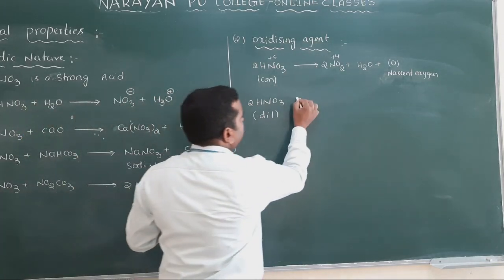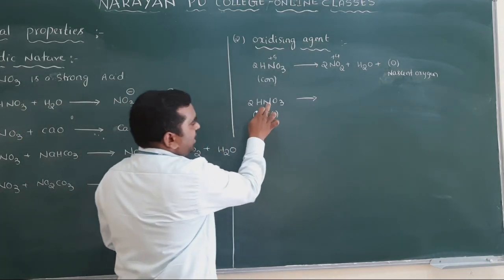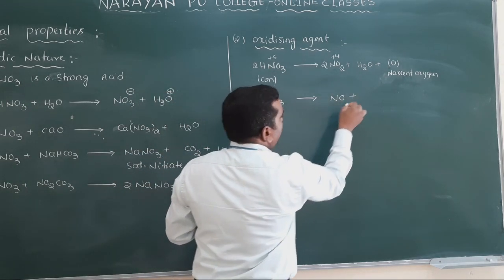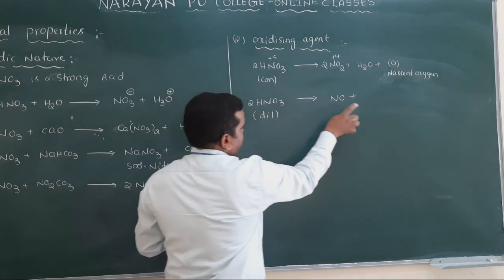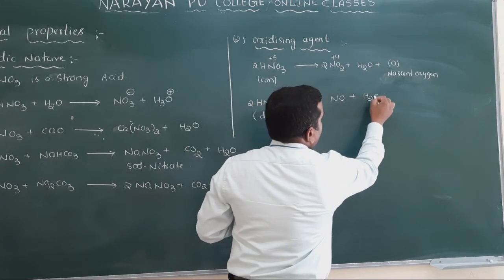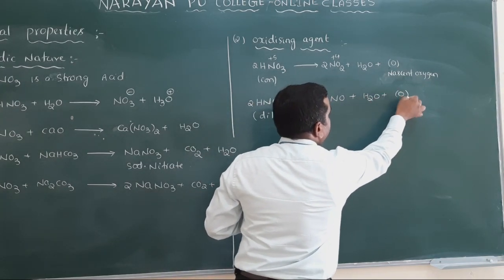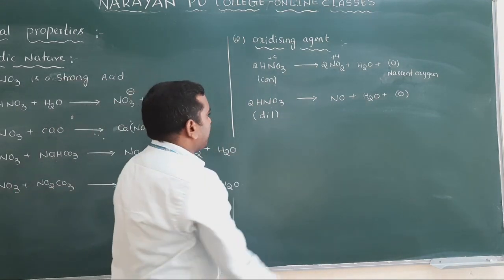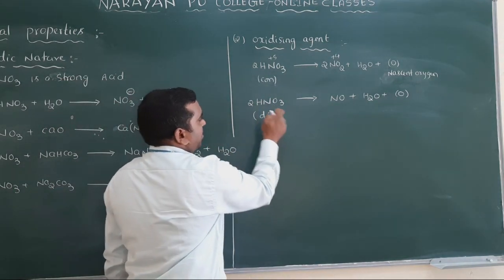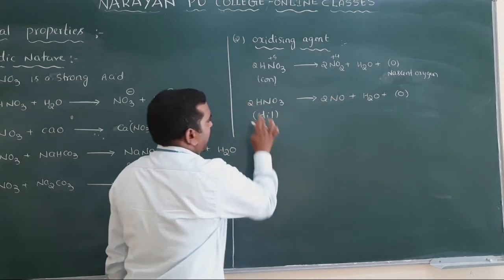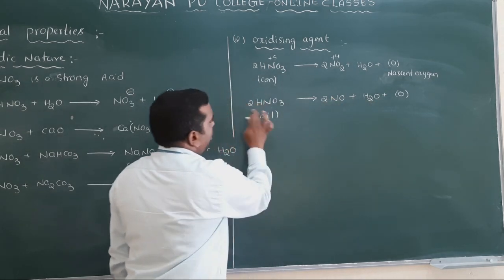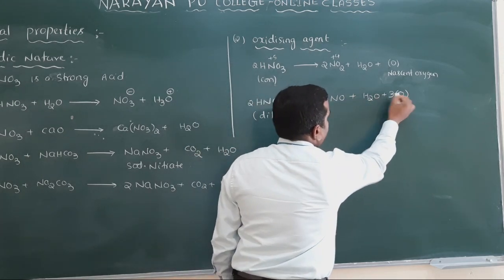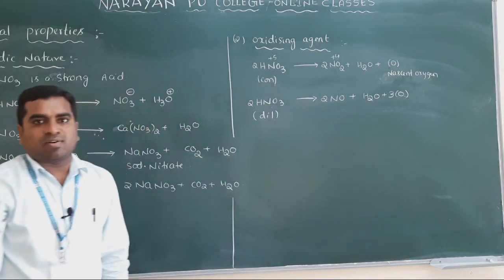When dilute HNO3 acts as an oxidizing agent, it undergoes reduction to NO, nitric oxide, and gives H2O plus nascent oxygens. Clear here? See now, what is the balanced equation? Here 2 moles, and 2 hydrogens are there. How many oxygens are there? 6. But here 2 plus 1, 3. So that's why it is giving 3 nascent oxygens.